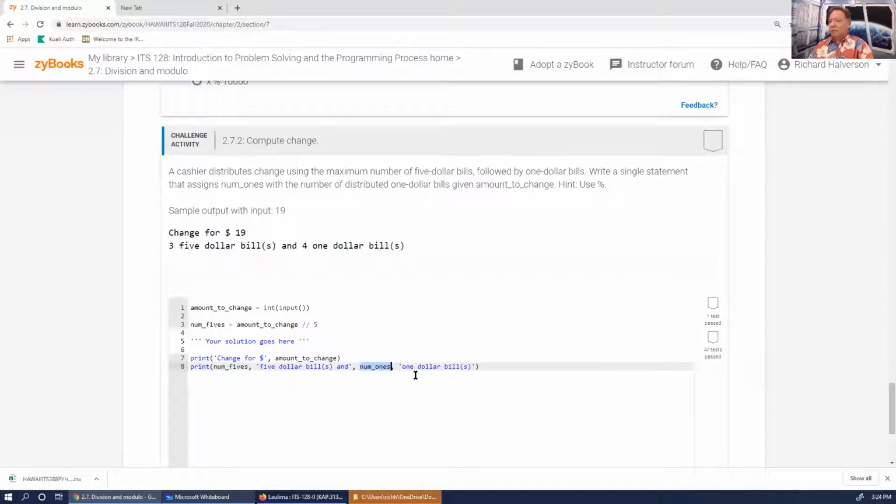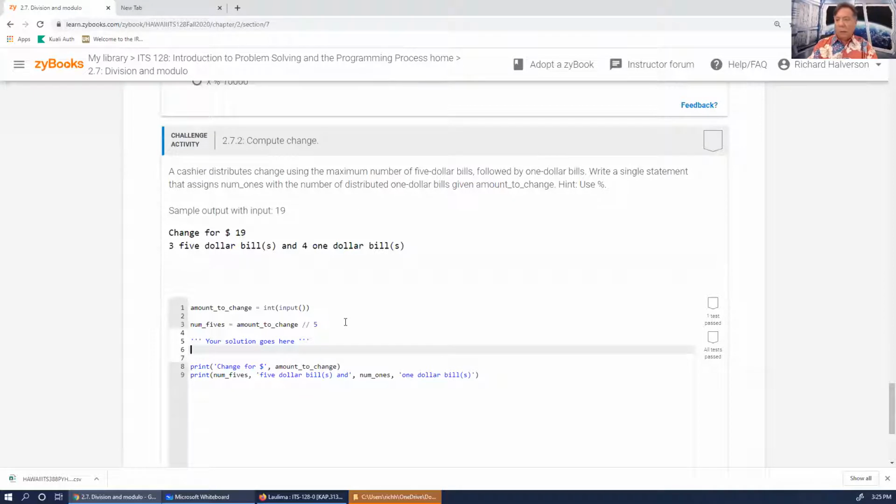Num1s. Well, we want to subtract out the 5s. This came up to $15, and we want to subtract that out of the 19, and that's what's left over. So this ends up being 3, and then we've got to go num1s.